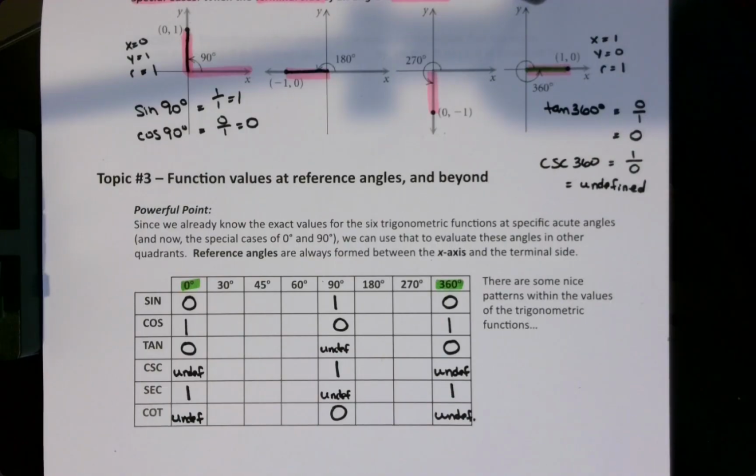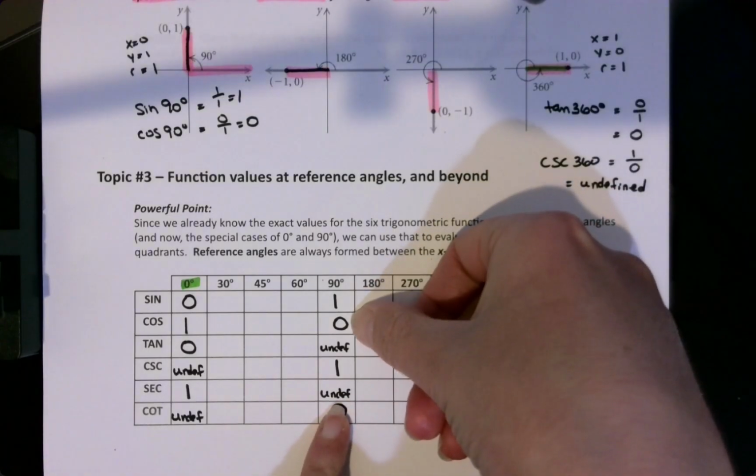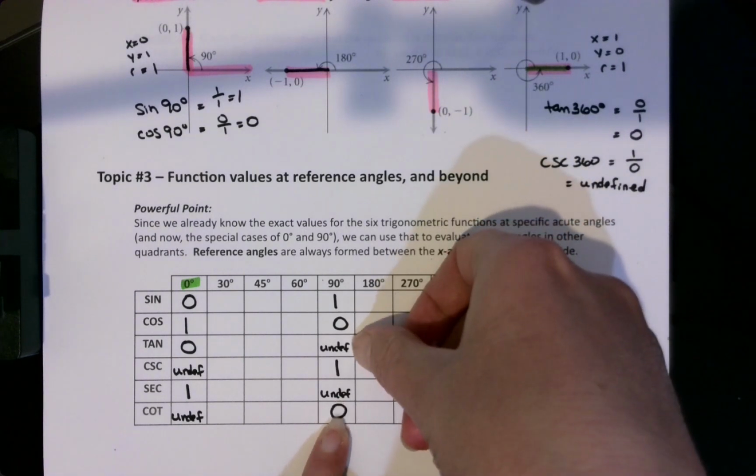So we do have some pairings right here. For cosine and secant, 0 and undefined is a pairing. If cosine is 0, then secant's undefined. Same for tangent and cotangent. Tangent is undefined and cotangent is 0.